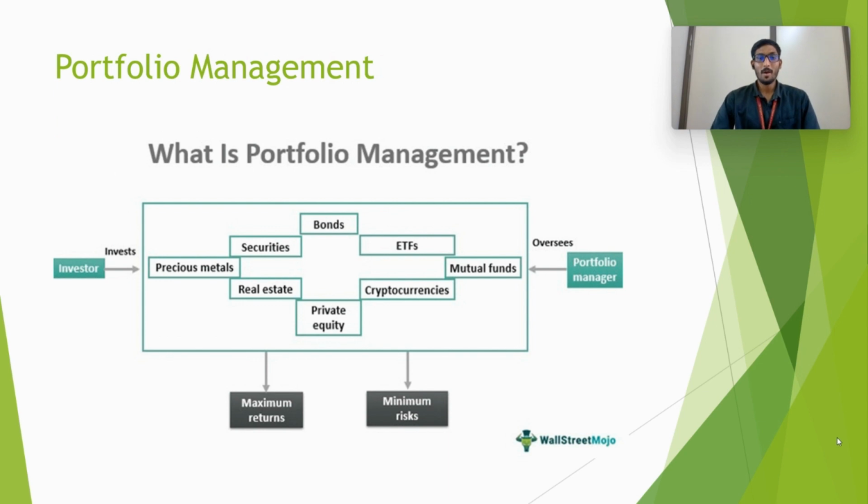This is just a mind map of portfolio management. The investor invests his money into bonds, securities, ETFs, mutual funds, cryptocurrencies, private equity, real estate, precious metals like gold, silver, diamond, etc. A portfolio manager oversees all these activities and suggests if the risk is minimum and the returns are high.